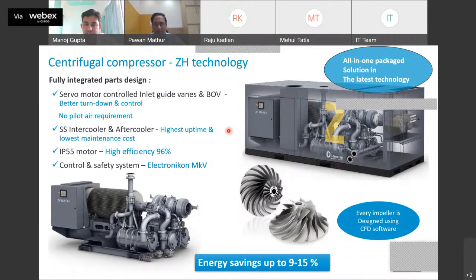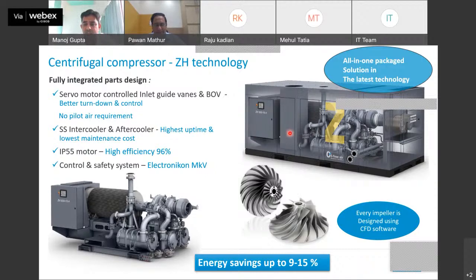We have centrifugal technology with canopy and without canopy both. The main feature is servo motor controlled IGV and BOV, which gives better turn down. In a certain range, you can see the turn down will be in the range of 25 to 40% also. There is no pilot air requirement because it is plug and play, so no external dependencies. You just have to provide the electrical supply and the cooling water inlet and outlet connection. You can run the compressor.